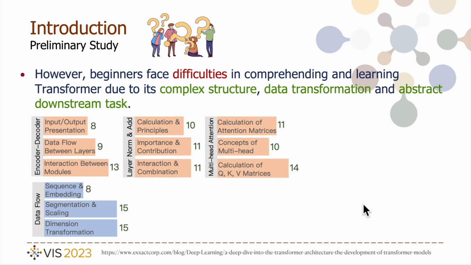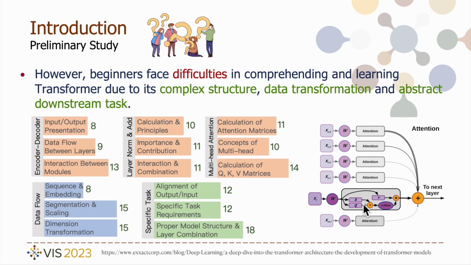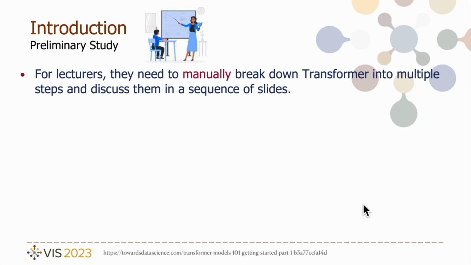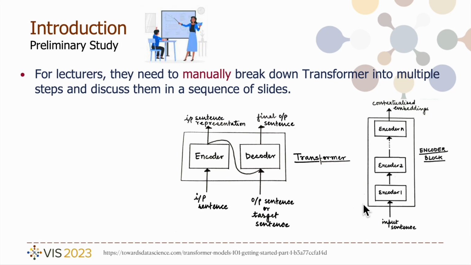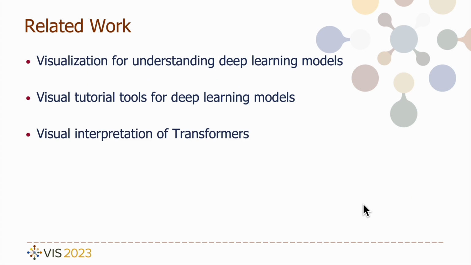The chart below shows the specific problems encountered by the students. It is worth mentioning that many students find it difficult to understand the QKV matrices and the operation between them in attention. Lecturers express the need for improvement of teaching methods, especially wanting students to have hands-on experience with interactive tools to increase students' participation in the classroom.